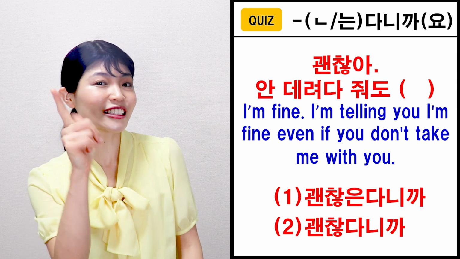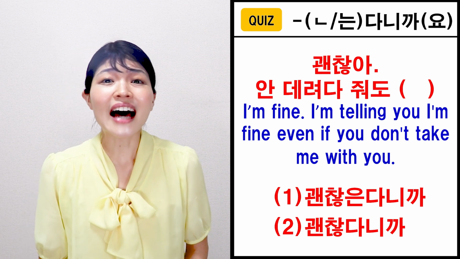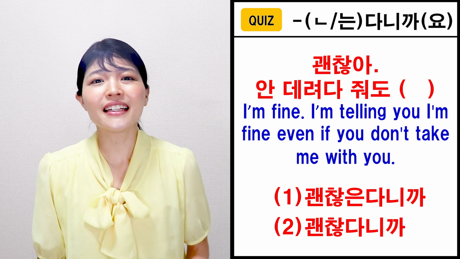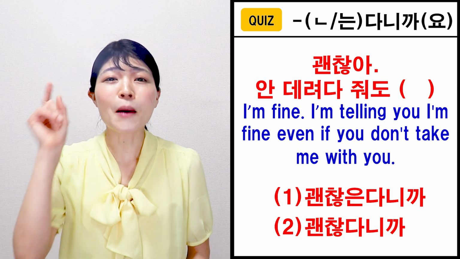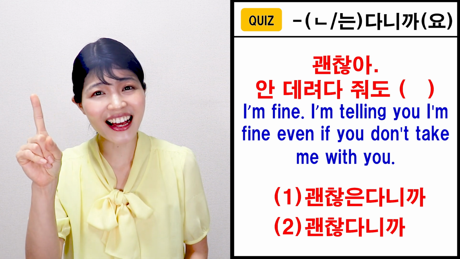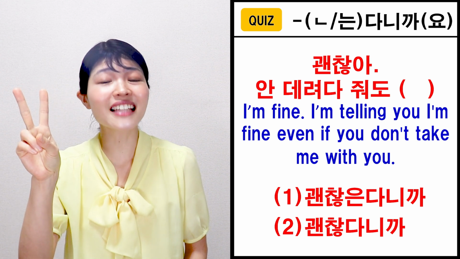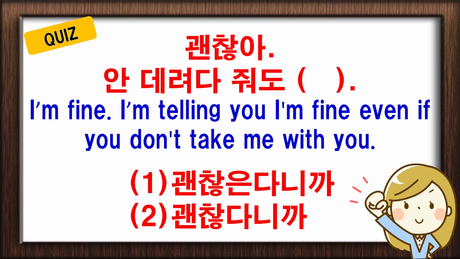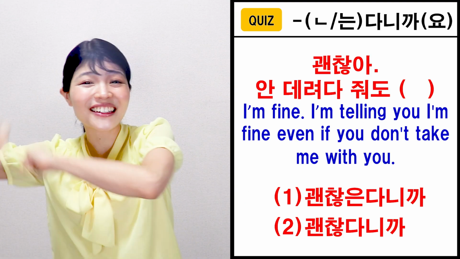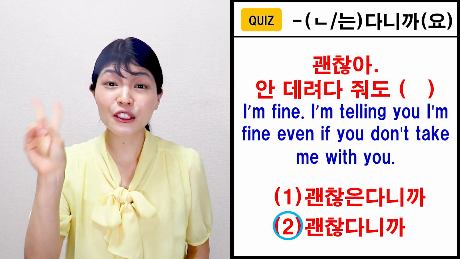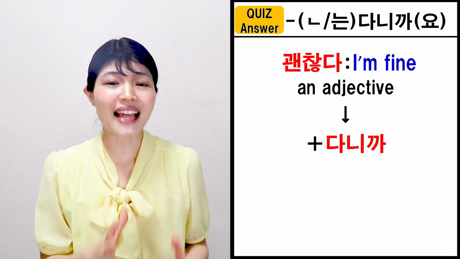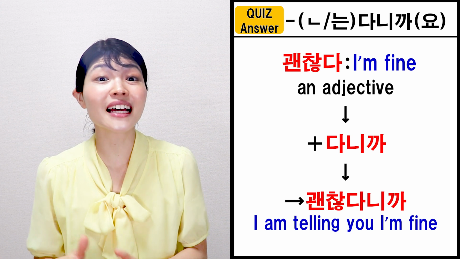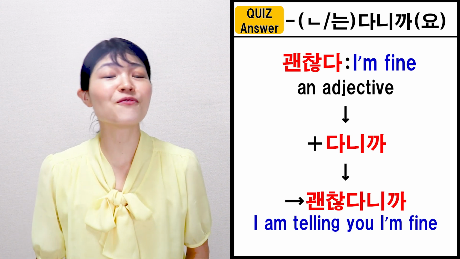Now let's look at the next quiz. 괜찮아. 안 데려다 줘도 괜찮아. I'm telling you I'm fine even if you don't take me with you. Number 1, 괜찮는다니까. Number 2, 괜찮다니까. The correct answer is number 2. 괜찮다, I'm fine, is an adjective. So you attach 다니까 to make 괜찮다니까. I'm telling you I'm fine.